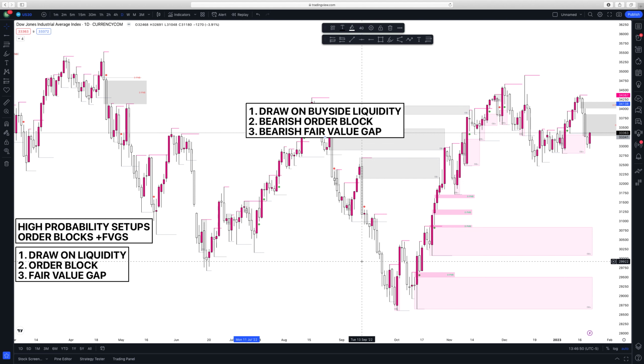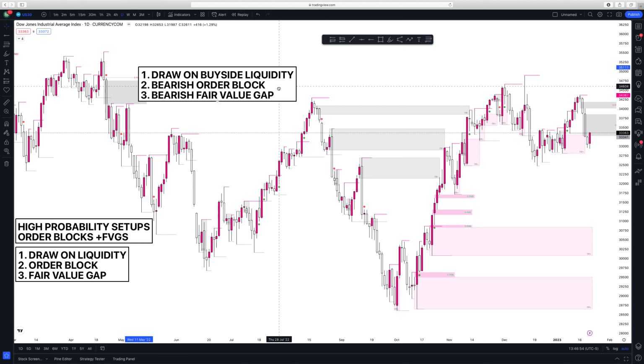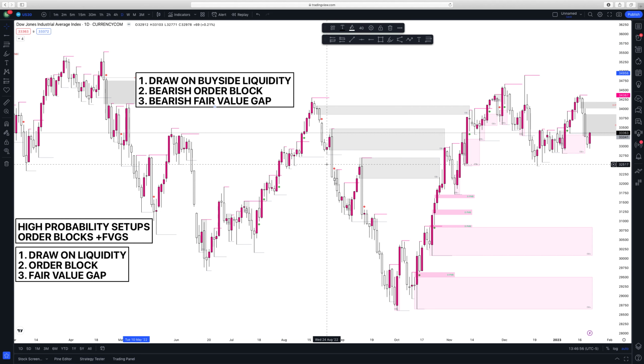I gotta do better with my typing, so y'all don't even try to get on me. But yeah, so for sales, you want to, number one, you want to see a draw on buy side liquidity. Number two, you want to see a bearish order block form. And number three, you want to see a bearish fair value gap. So this is for sales.